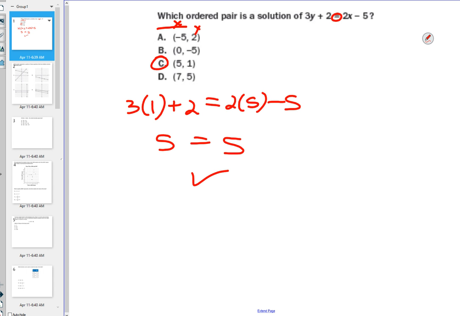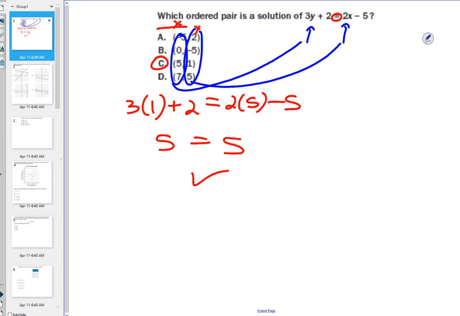Where people would be confused, I think, is that since they wrote the y on the left side and the x on the right side, you have a tendency to want to plug these numbers in here and these numbers in there, but you have to remember which one is x and which one is y.